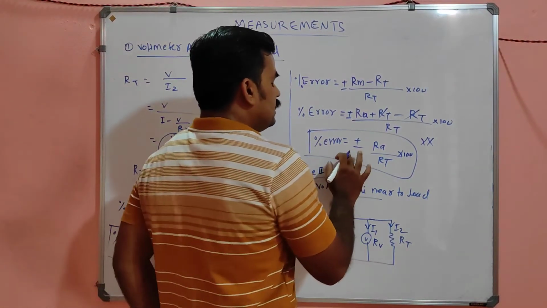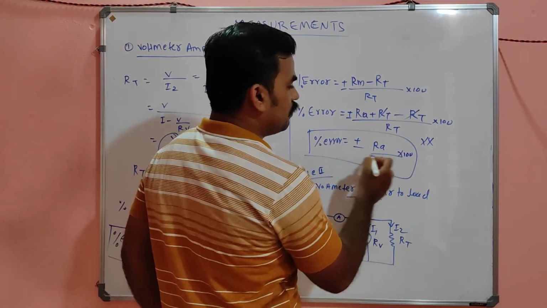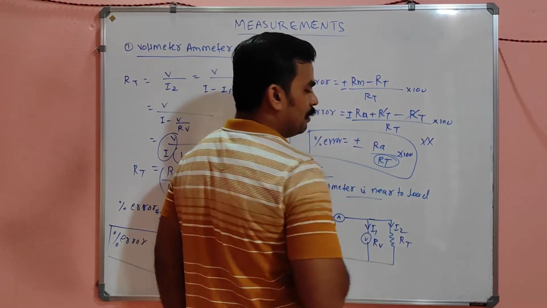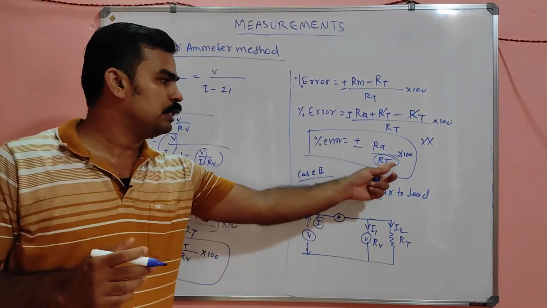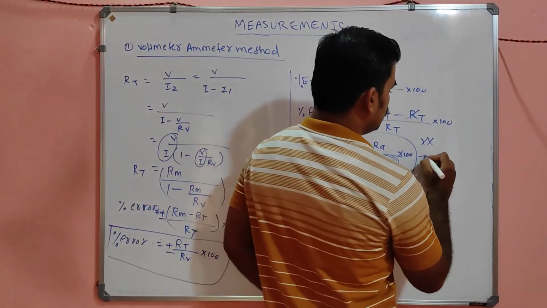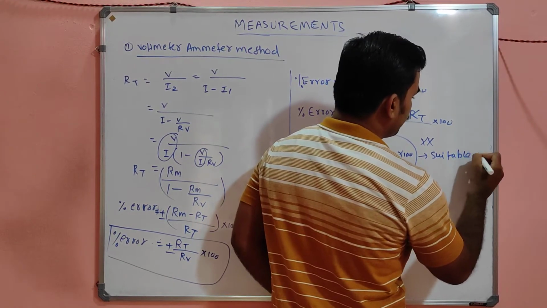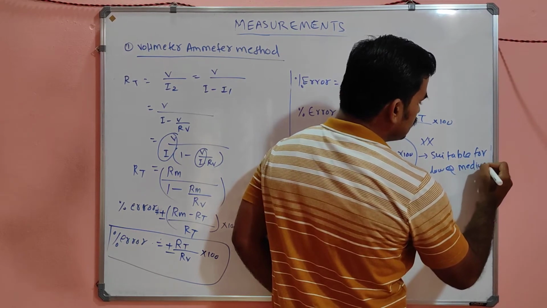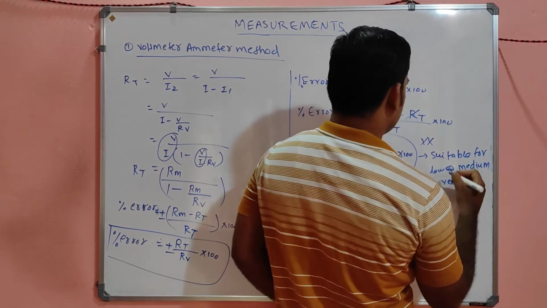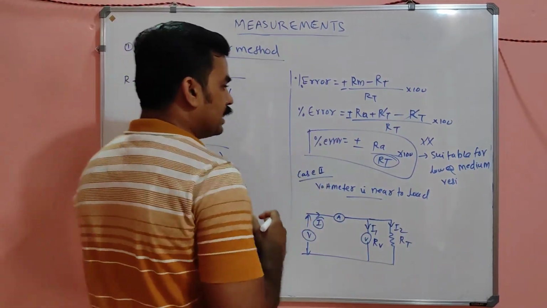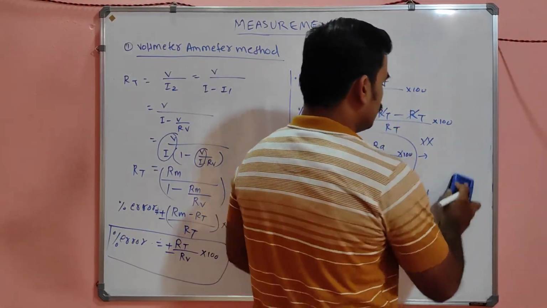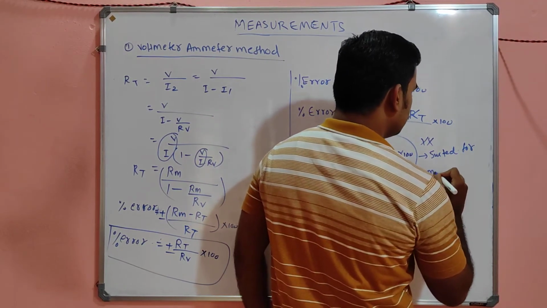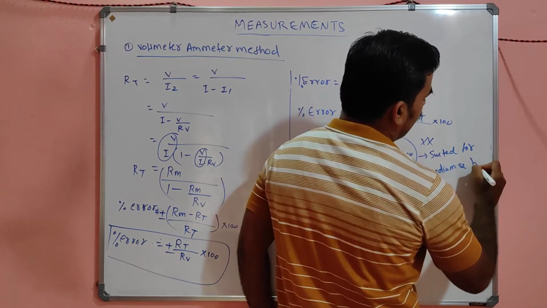And see, my dear, this error will be minimum when RT is maximum, because the denominator is maximum. So the error will be minimum for maximum RT, which means it is suited for medium and high value resistors.